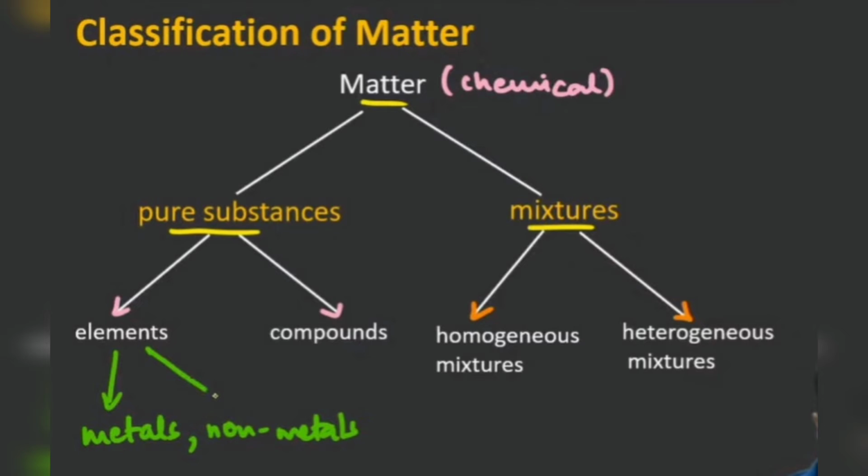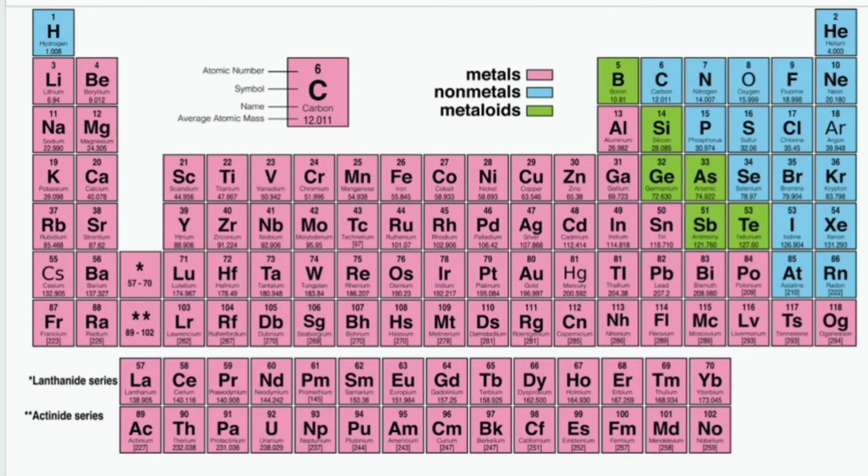Do you have an idea how many elements there are? Yes, there are 118 elements. We have 118 elements right now, because our universe is made up of 118 elements. Now look at the slide. Have you seen this? Do you know the name of this chart? Yes, this is the periodic table of elements.